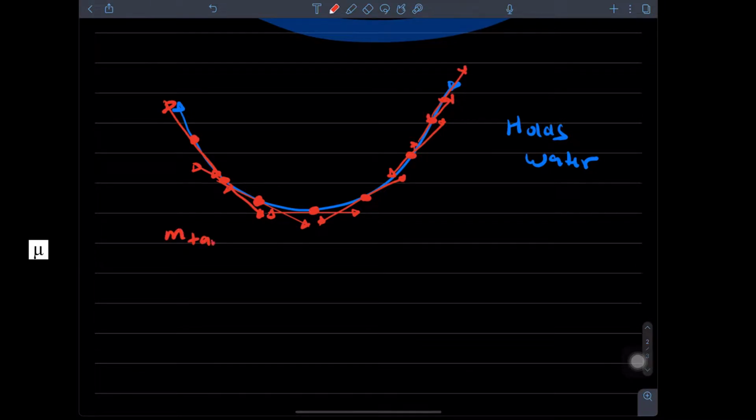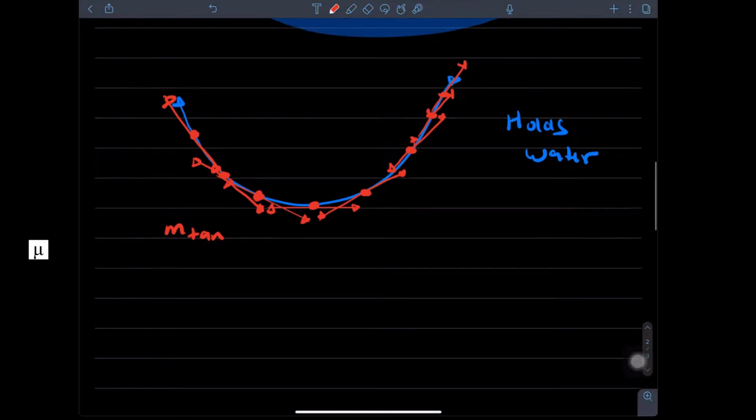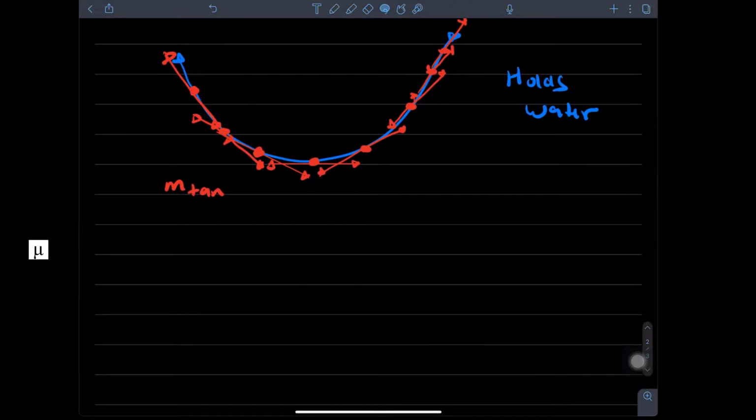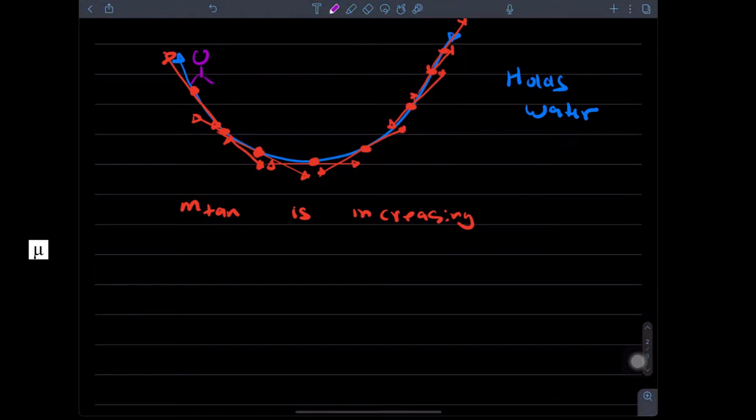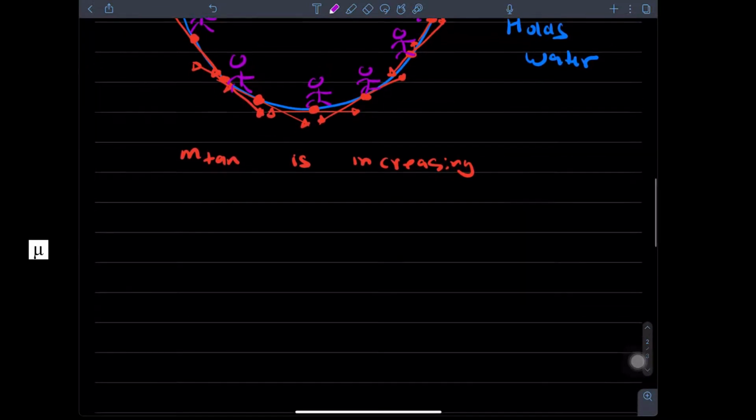Here's m tangent, okay? m tangent is doing what? The slopes of those tangent lines, what do you guys know? You're going from decreasing to 0 to positive. So m tangent here is increasing as you go how? Left to what? To right.